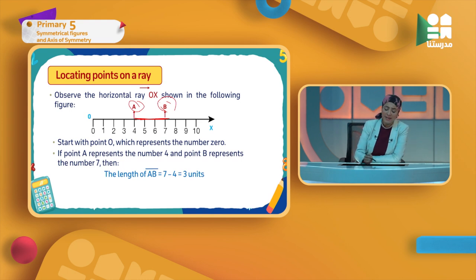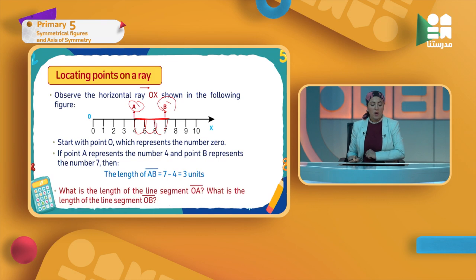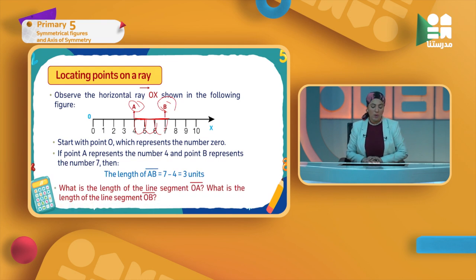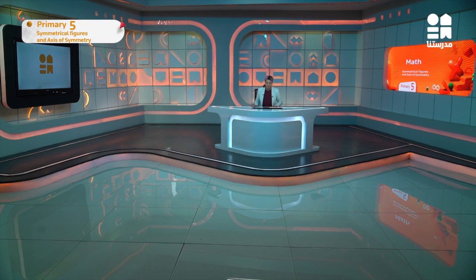Or I can even count them using my pencil. So it's from 4 to 5, from 5 to 6, and from 6 to 7. As you see, this is 3 units. What is the length now of the line segment OA? And what is the length of the line segment OB? Let's go to the board and answer this question and the coming ones.